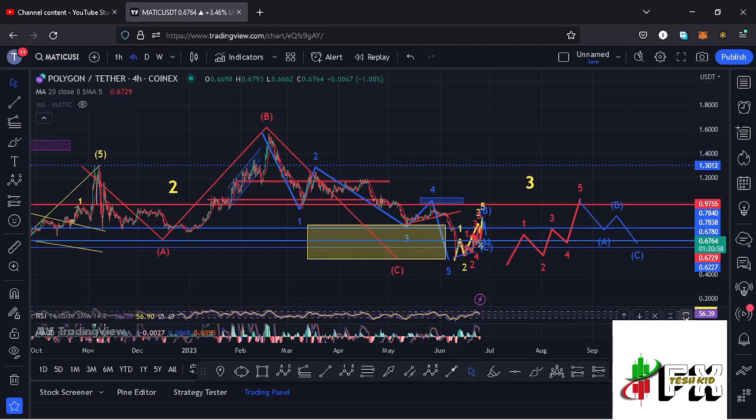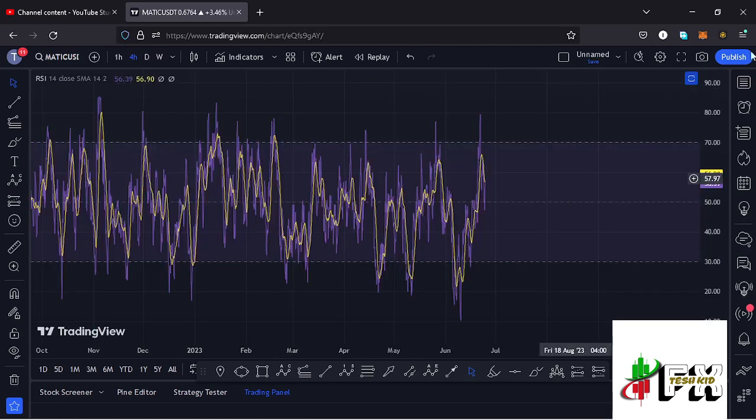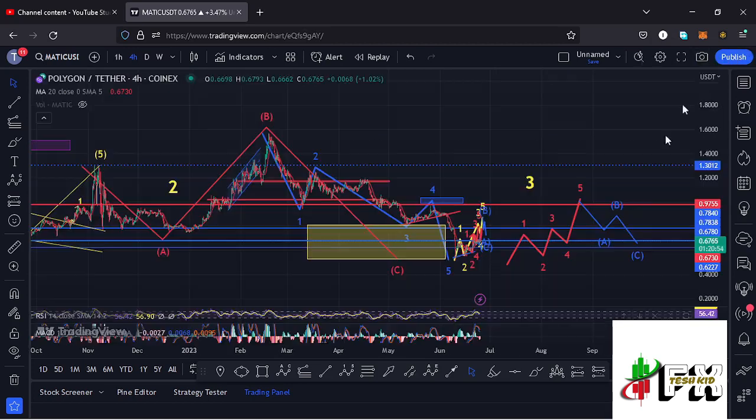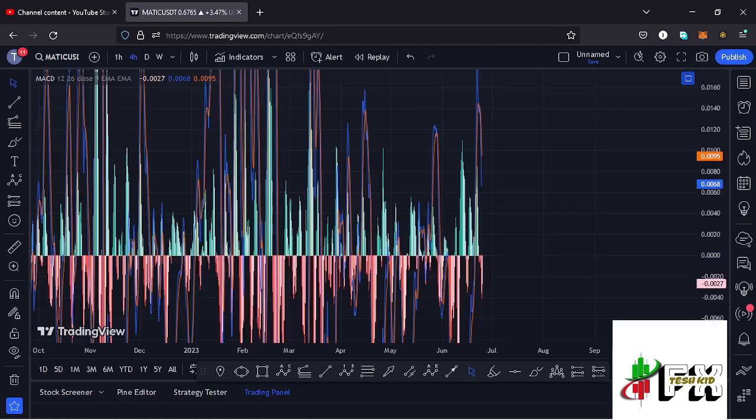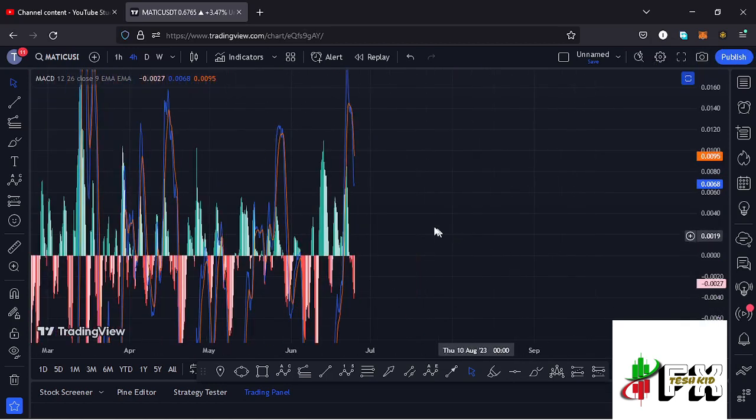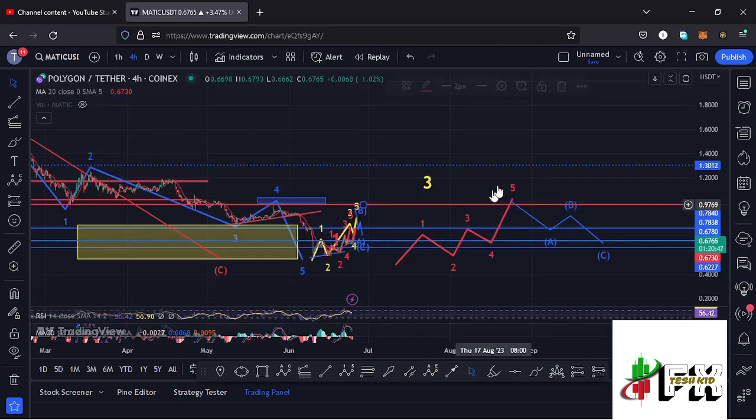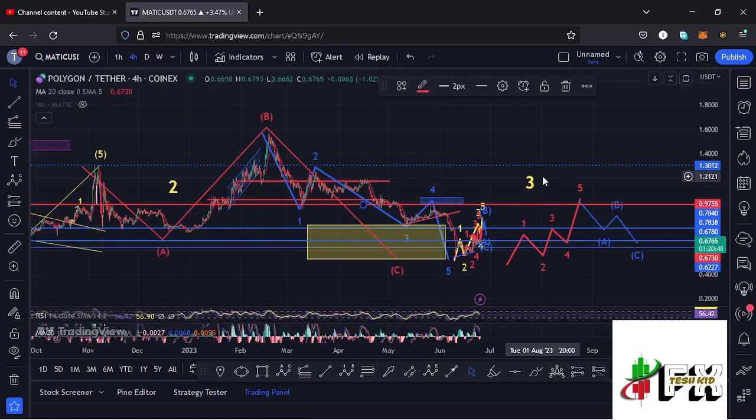Also taking a look at the indicators. On the RSI, we are trading at around the 50 mark. On the MACD, we have been able to print a bearish cross. So let's be patient and see how that plays out, and I'll be keeping you updated.